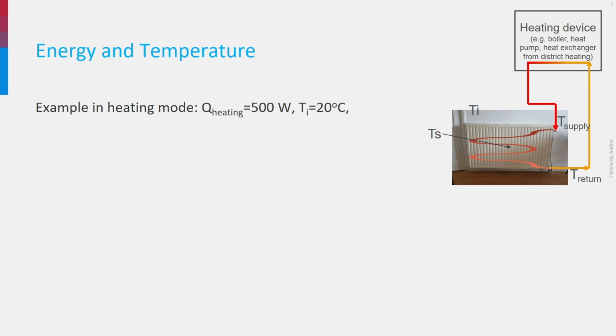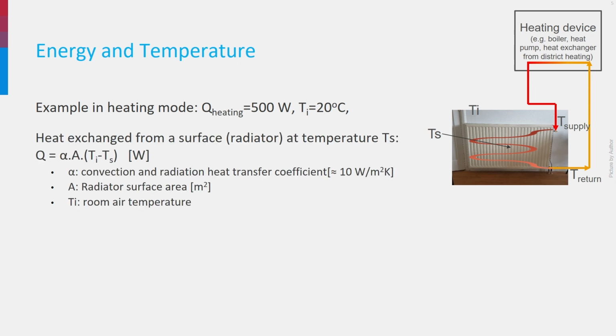The heat exchange between the radiator and the room air is Q, proportional to heat transfer coefficient, radiator area, and temperature difference between room air and radiator. The radiator must deliver the 500 watt we need. It is therefore losing heat, so the sign is negative. Ti is 20 degrees and the heat transfer coefficient is 10 watt per square meter Kelvin. What remains is a freedom of choice between radiator size A and average radiator temperature Ts. The lower the temperature of the radiator, the higher the needed surface area.